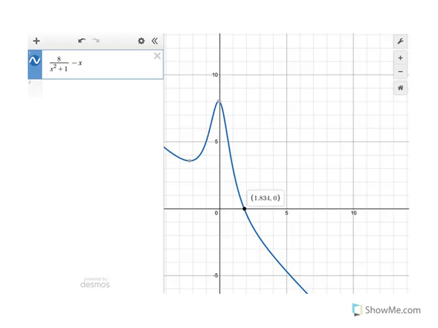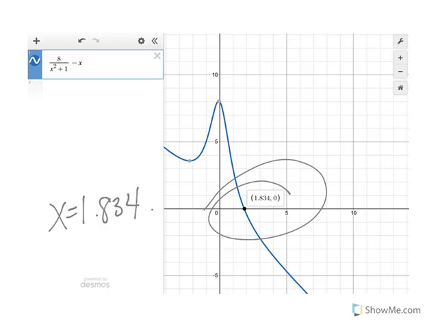So I've done that already. Here's our answer. So x equals 1.834. And that's all, folks.